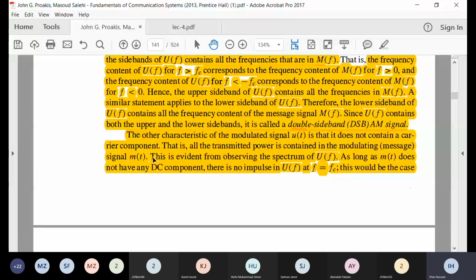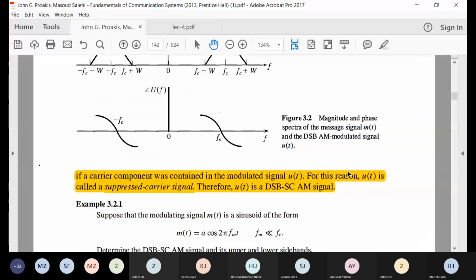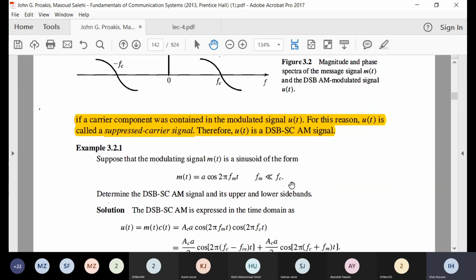So there is no DC component. DC component means an impulse. So there is no impulse at fc. If there was an additional carrier component, then there would also be a carrier at fc. But at this point, there is no carrier. That is why this signal is called double sideband, and it is also called suppressed carrier. So it is called double sideband suppressed carrier. It has both the bands, and the carrier is suppressed.